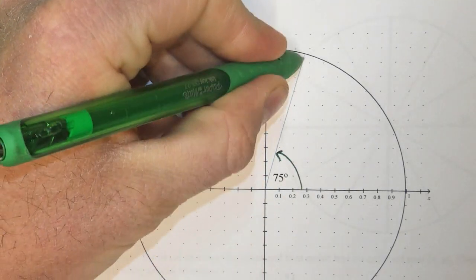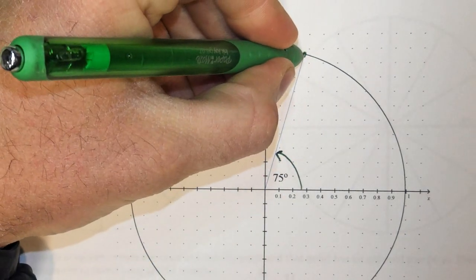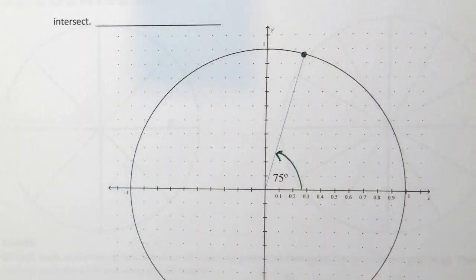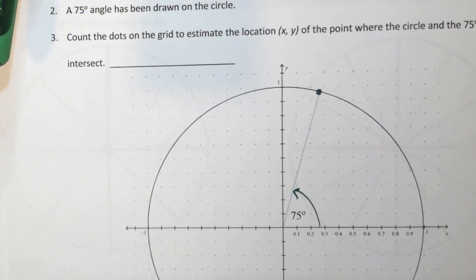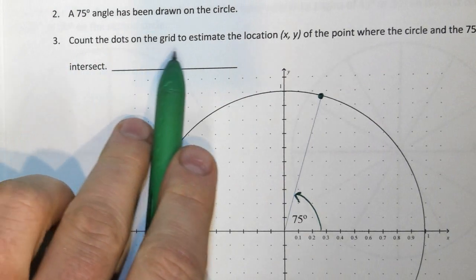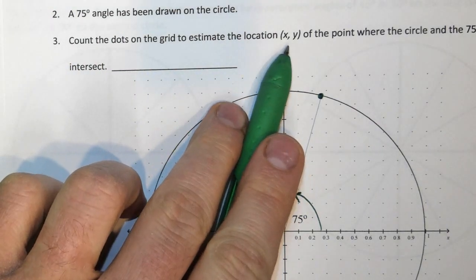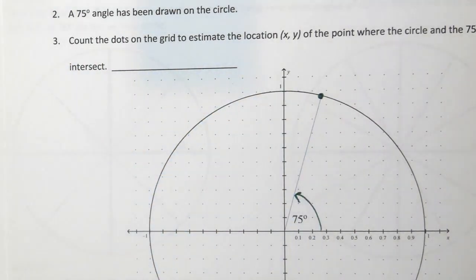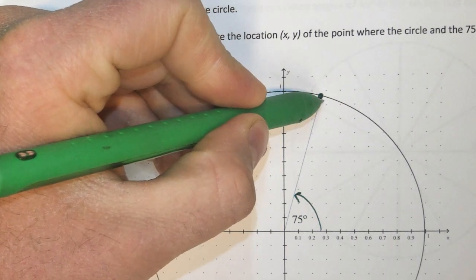And that gives us this line right here, which is going to intersect your circle at this point right here. Now, what I want to do with you right here is for step number 3, it says count the dots on the grid to estimate the ordered pair location of that point. So where exactly is this point located?